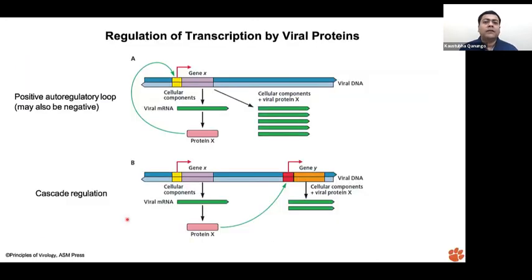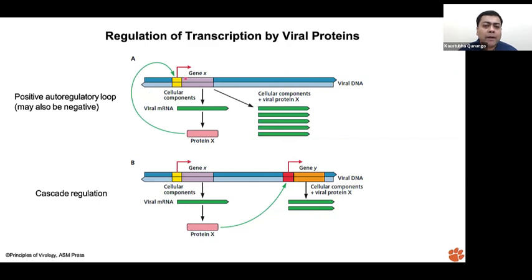So after that, we are looking at some of the patterns of regulation of the transcription by the viral proteins. Here, very simple to understand. The first one, which you call an autoregulatory loop, and think about that. This is just a positive or negative feedback loop that you have seen in biological sciences everywhere.